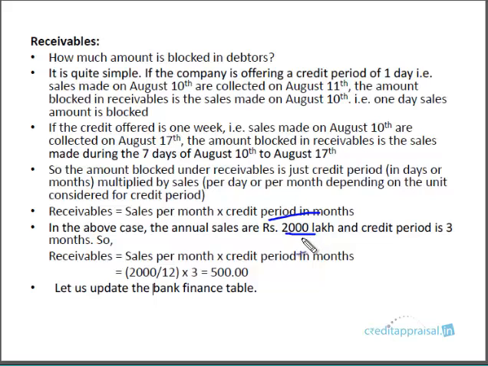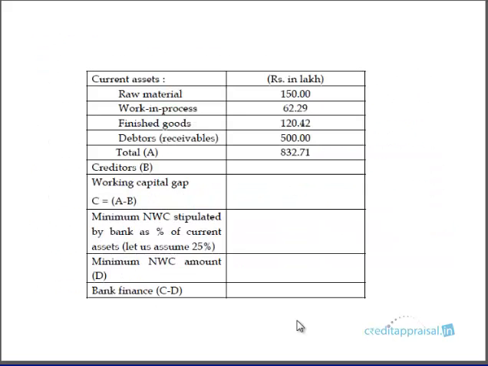So in this company we had the turnover of 20,000. So 20 crores. So 20 crores by 12 is the sales per month. And on an average the company is offering credit period of 3 months. So this will be the amount blocked in debtors, right? Very simple calculation. Let us update the table. This is what we got, right? So we had the total current assets, raw material plus work in progress, finished goods plus debtors as 832 lakhs. Okay, so this is what we arrived.